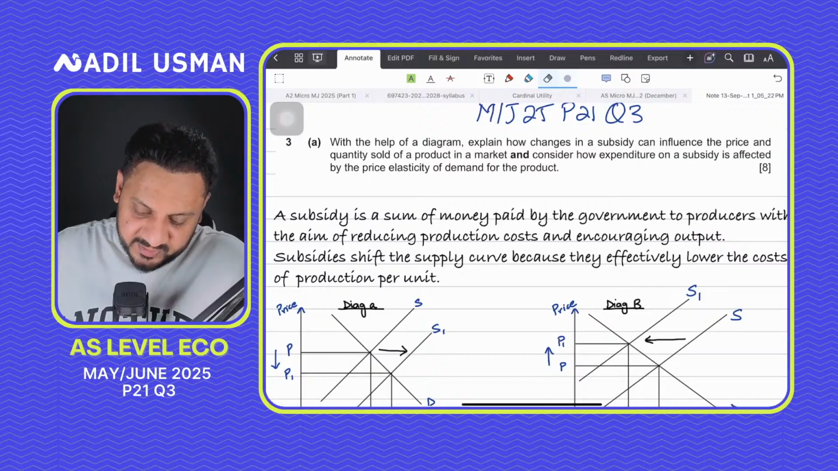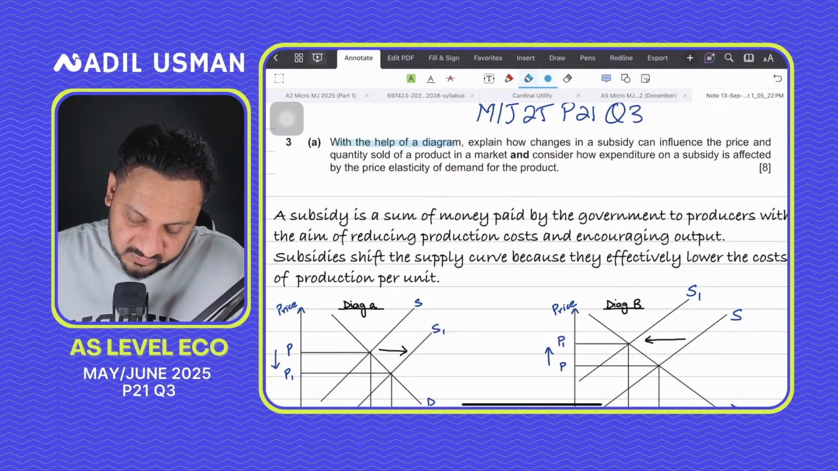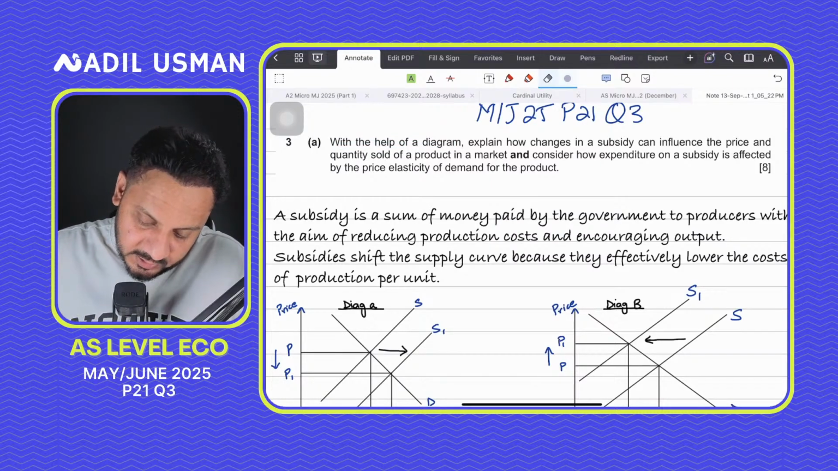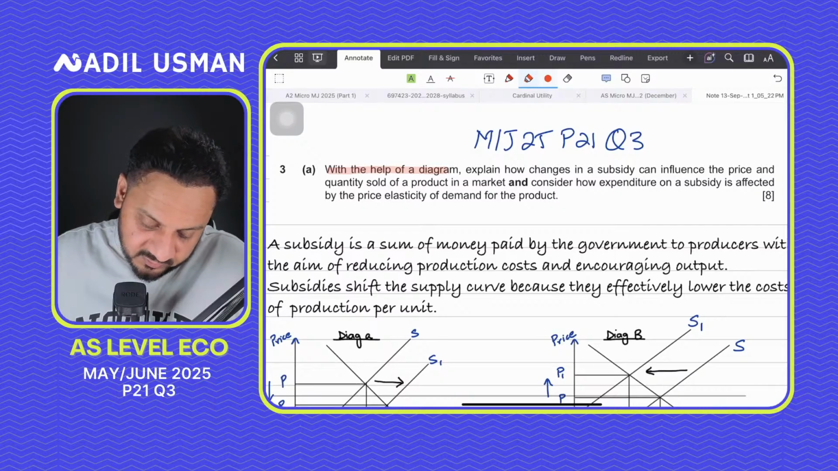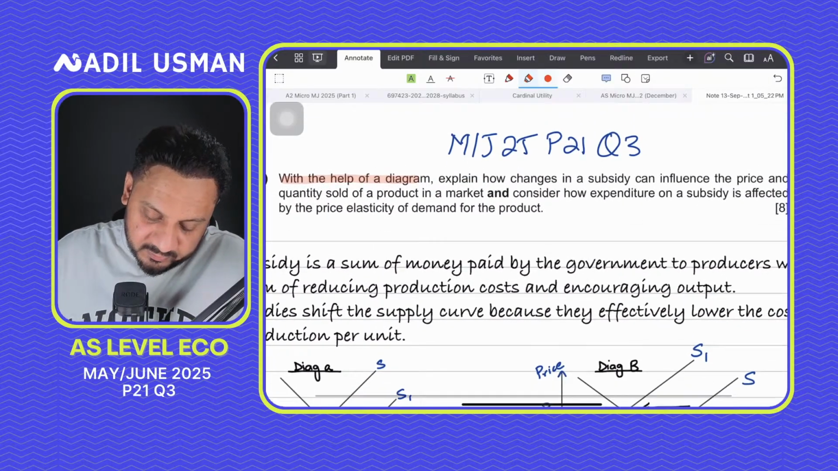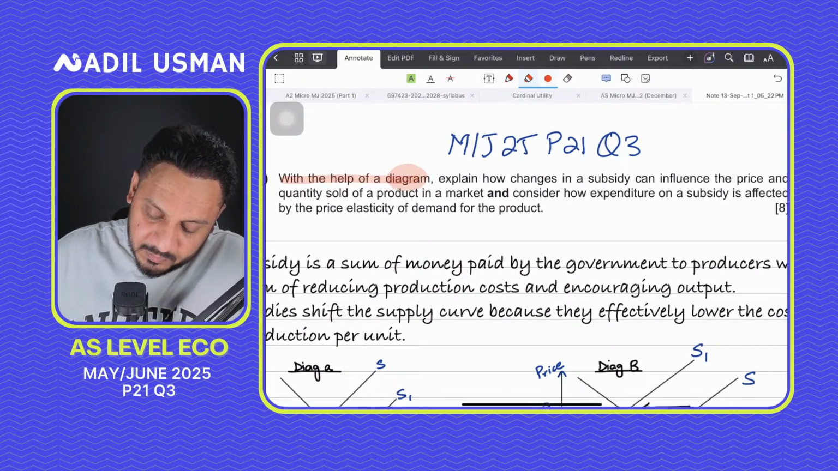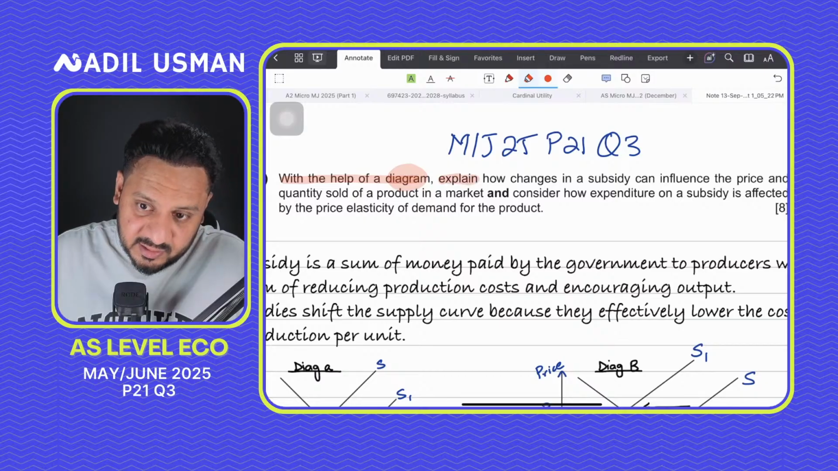So the question says, with the help of a diagram, explain how changes. If I were to answer this exam question, I would say, with the help of a diagram, oh, you know what? I need to draw a diagram. Explain is another keyword, and then how. So it's saying explain how.